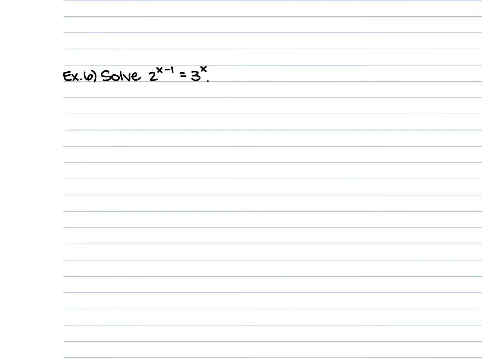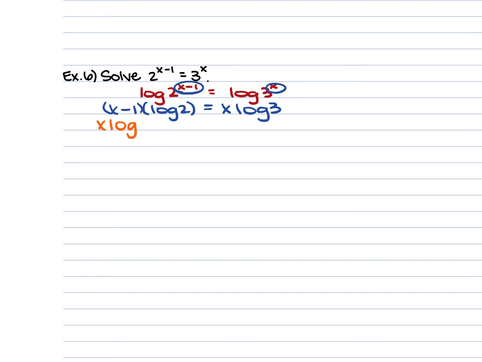For example 6, we have 2 to the power of x minus 1 is equal to 3 to the power of x. We're going to take the log of both sides here, so it's going to be log 2 to the power of x minus 1 is equal to log 3 to the power of x. We want to simplify these exponents, so we're going to bring them out front, so it's going to be x minus 1 times log 2 is equal to x log 3. We want to distribute that log 2 into both the x and the negative 1. So it's going to be x times log 2 minus log 2 is equal to x log 3.